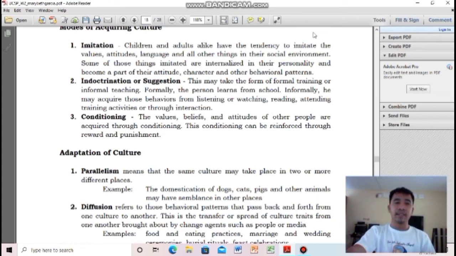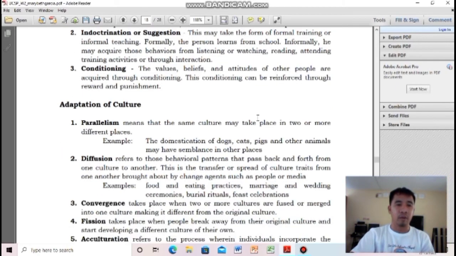So, in using these modes of acquiring culture through conditioning, we are giving reward if ang ginapaubra nimo, ang ginagusto mo ipatrain sa isa ka tawo is makuha niya, gusto niya tigaw mo siya reward. Kung hindi makuha, there will be punishment. Until such time nga ma-master na niya ang certain culture or ang certain na bagay na gusto mo niya nga tun-an. Okay. So, next will be adaptation of culture.